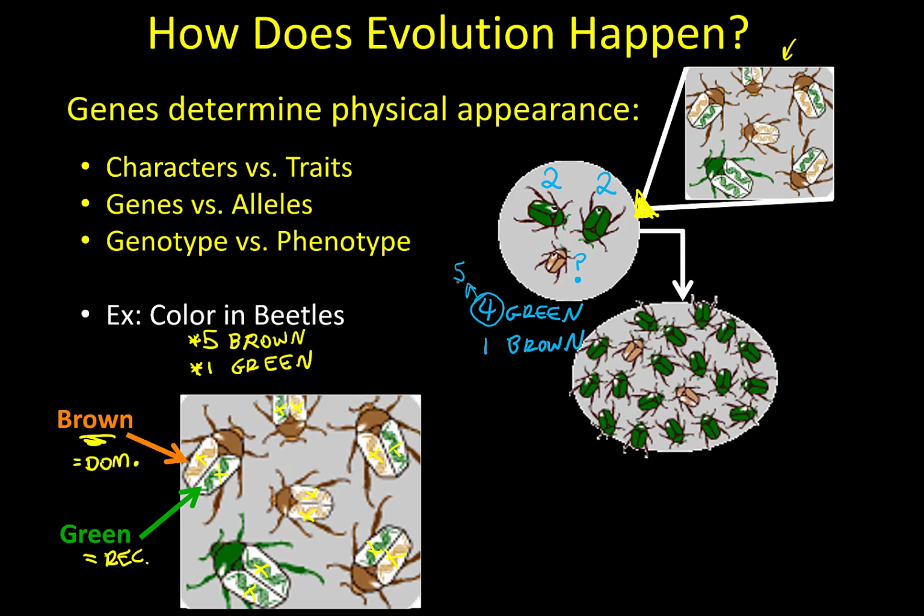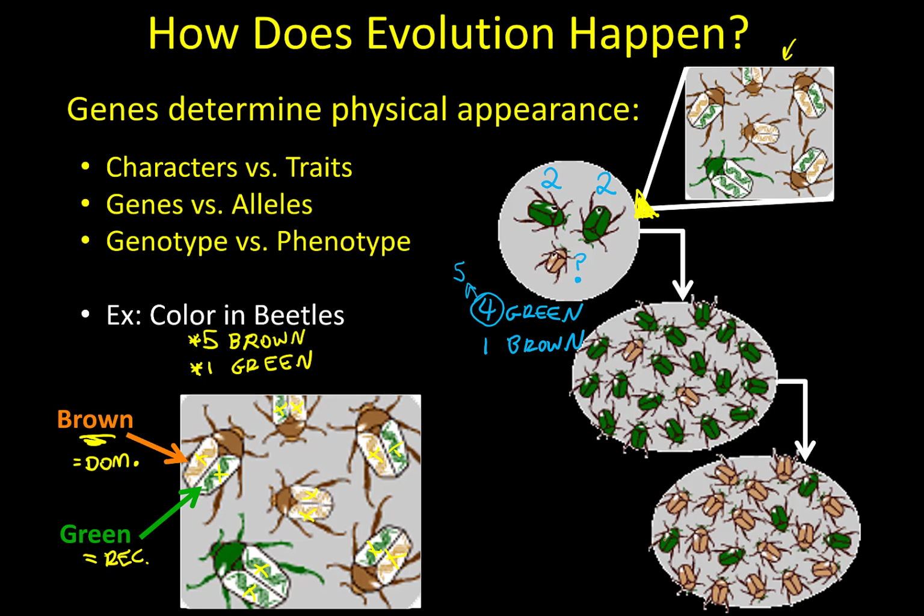But what if we check back in 5 or 10 generations and we see this? Clearly something has changed. Something happened while we were away. Something that caused the population to shift towards becoming brown. In this situation, it's likely that the brown allele is now the most common. So up here, the green allele was most common. But now down here, it's the brown allele. Something shifted. Something caused green coloration to no longer be as common.